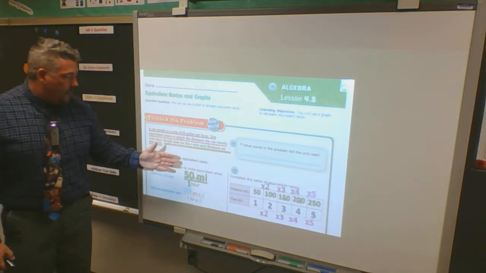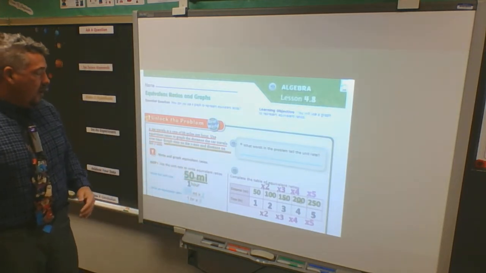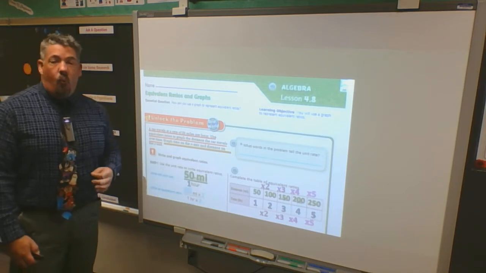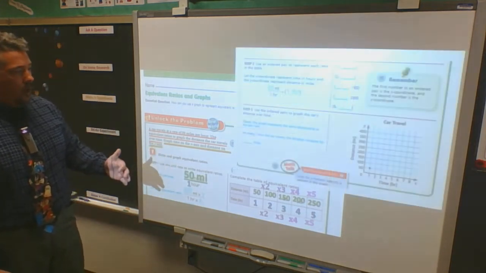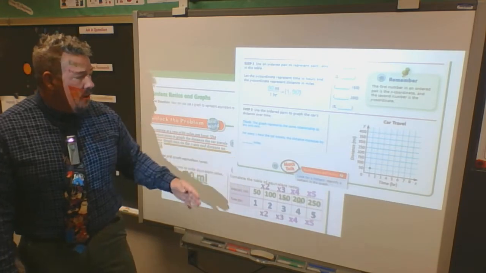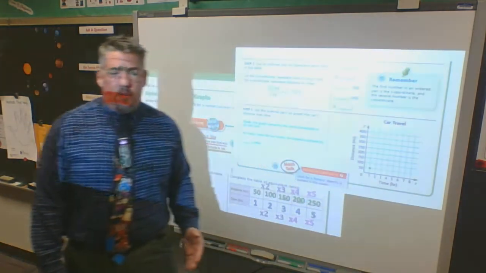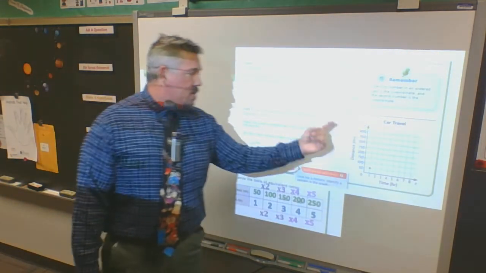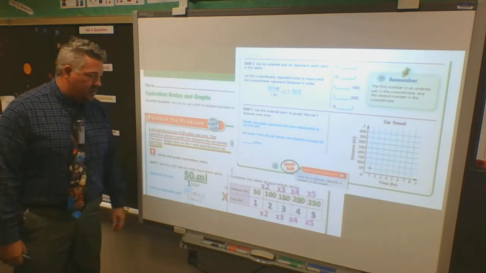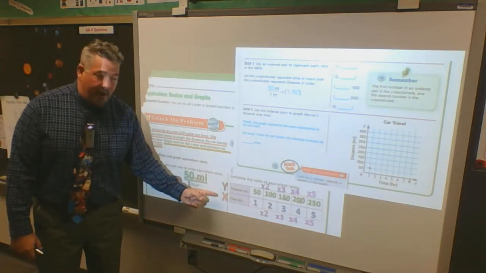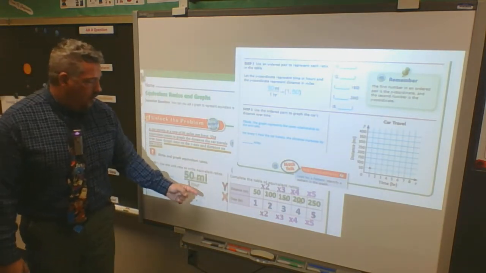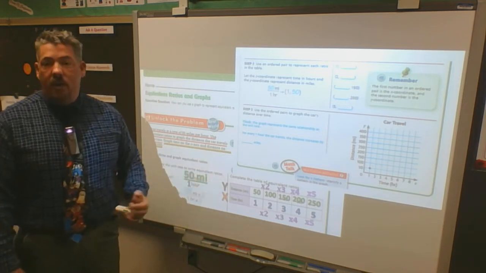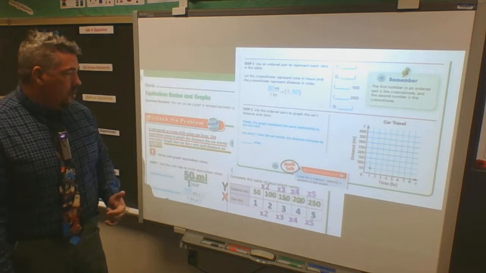It says then graph time on the x-axis and distance on the y-axis. And right below, they give us this chart here. We can see the x is going forward, and it says time. We can see the y going up, it says distance. So I just have to make sure that my X is my bottom number from this chart and my Y is my top number from this chart.